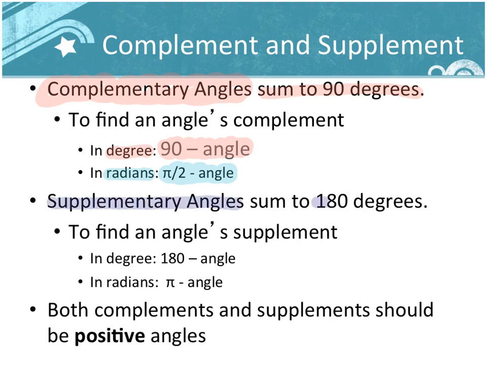Supplementary angles sum to 180 degrees. Again, also something that we should remember from prior. To find the supplement of an angle, if it's in degrees, we do 180 minus the angle. If it's in radians, we do pi minus the angle.